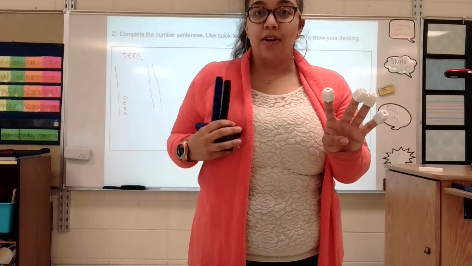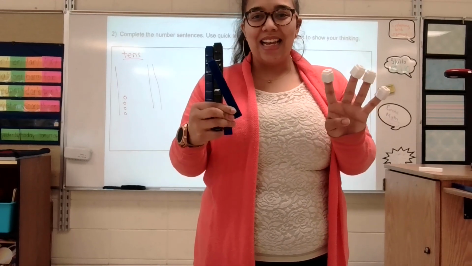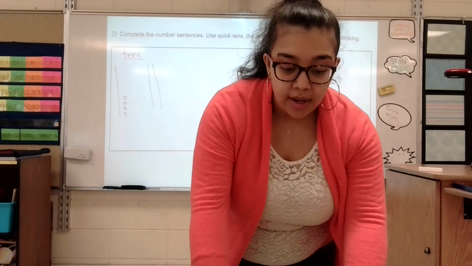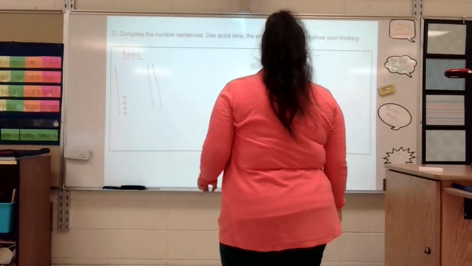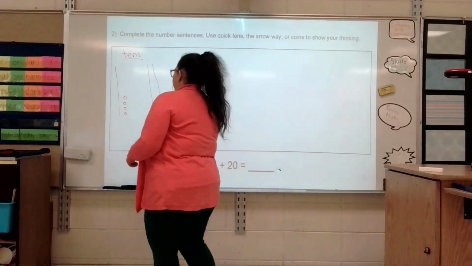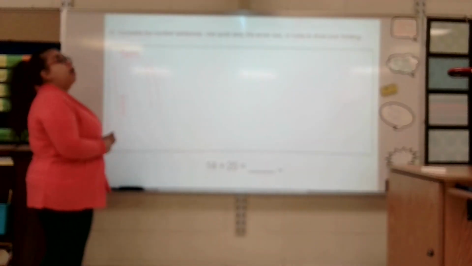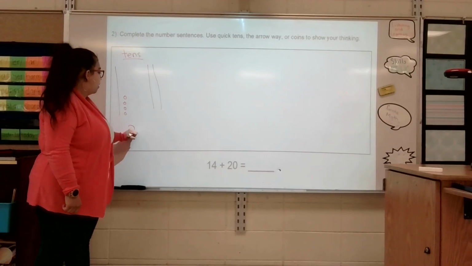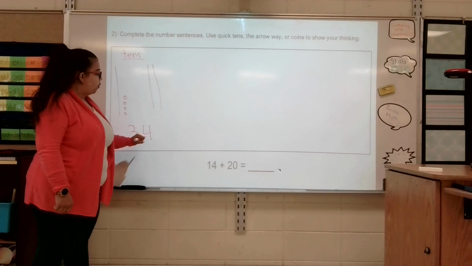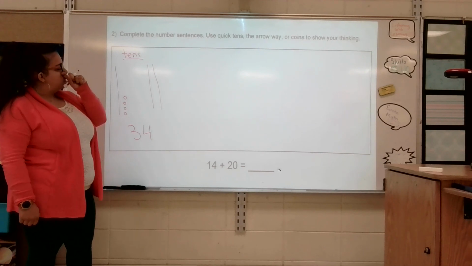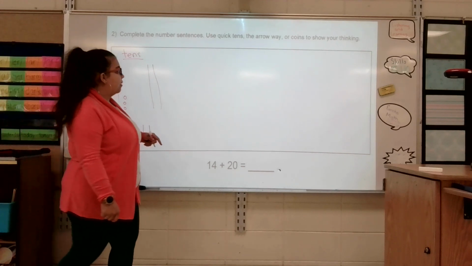3 tens, and 4 ones. Good. 3 tens, 4 ones. 34. Good. Now, let's use the arrow way to solve the same problem.